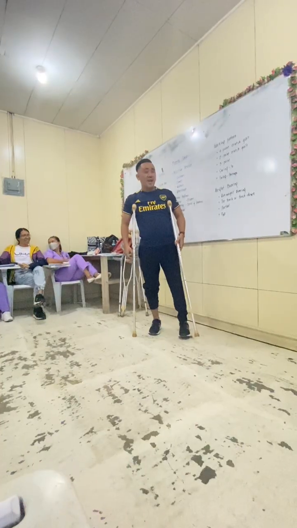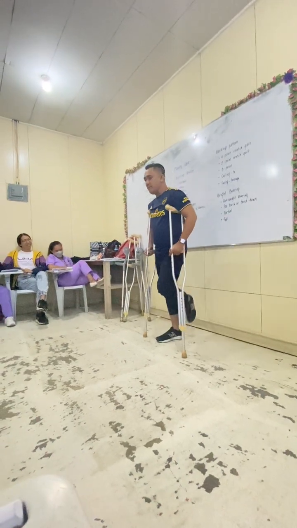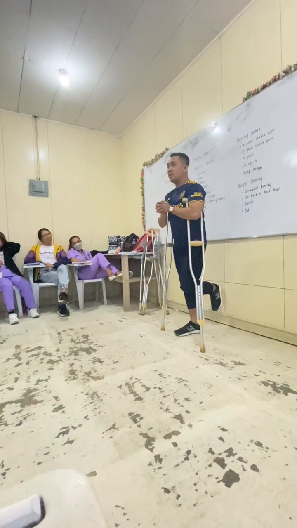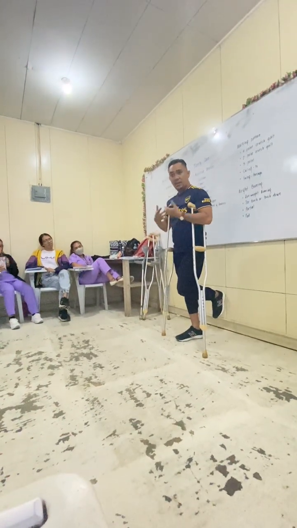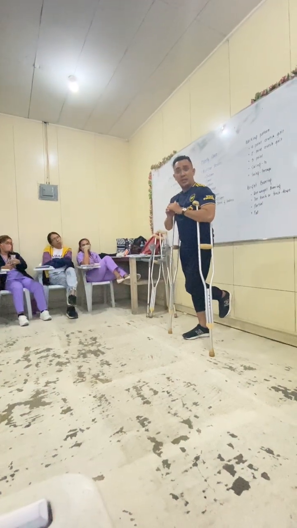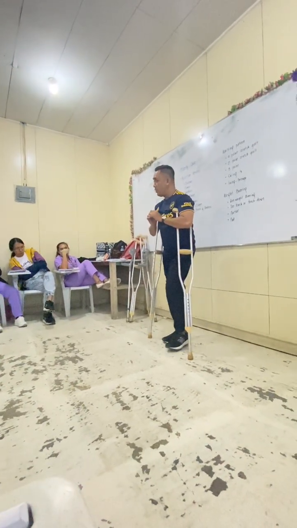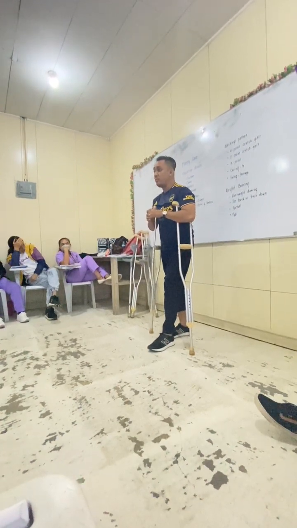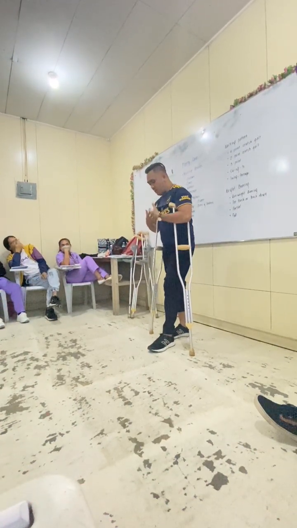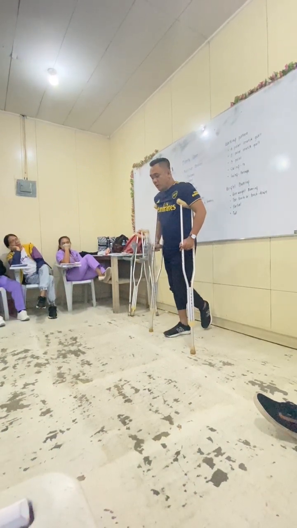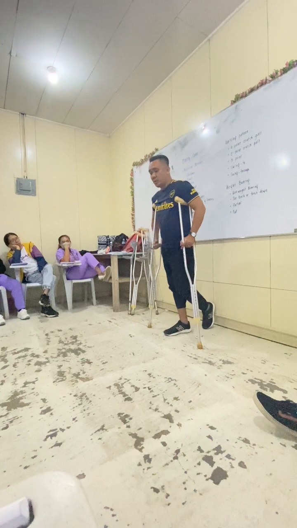Next is partial weight bearing. When we say partial weight bearing, the injured leg can touch the floor and carry the body of the patient up to 50%. So it's somewhat okay, but there's still slight pain. But it is bearable. The patient can now carry up to 50% of the weight. So how does a patient walk using partial weight bearing?